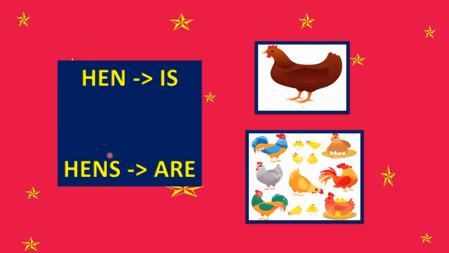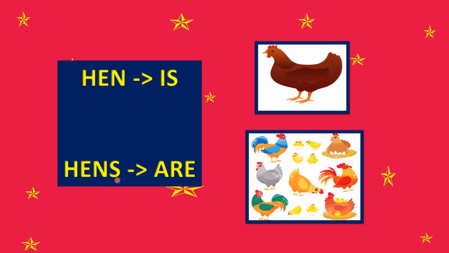Now look at these words, children. See? H-E-N, hen. Yes, children? H-E-N, hen. No S is there. That means only one hen. Okay? H-E-N, hen. No S. That's why one hen. So we will use is.